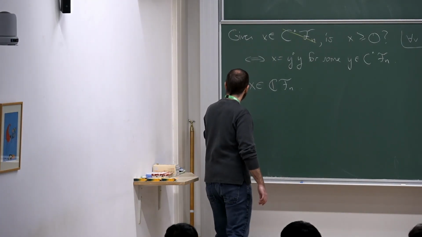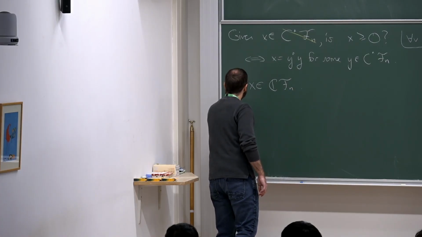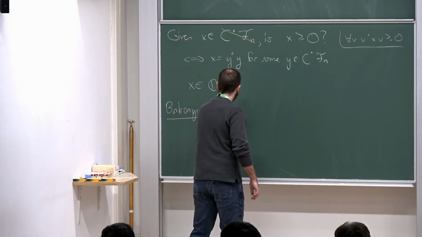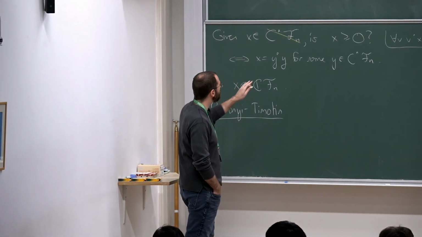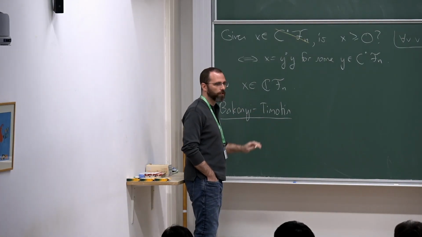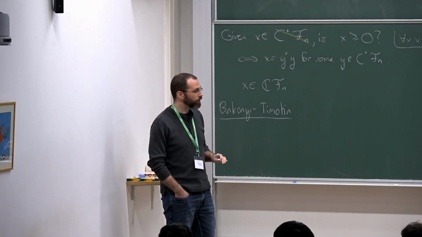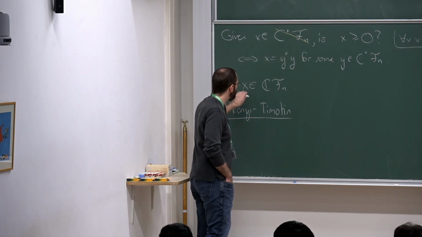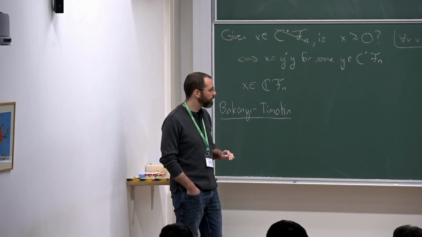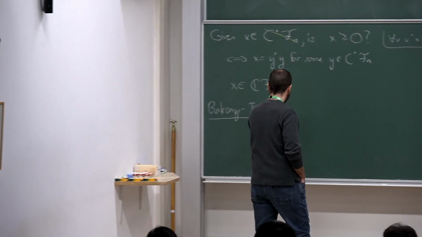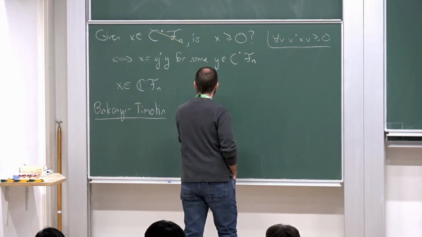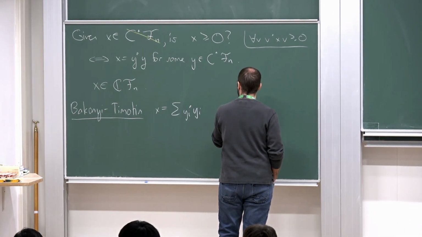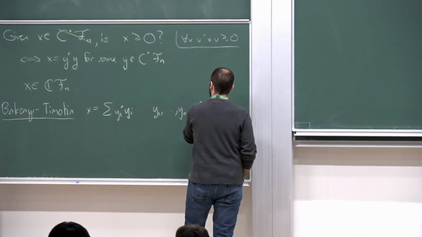But fortunately, we do know the answer to this, thanks to Pichonia and Timotin. The answer says that x is a positive operator. You might ask, what does it mean to be positive now in just a regular algebra? What we'll say is positive in all representations on Hilbert spaces. So we want x to be positive in every representation. And then Pichonia and Timotin say this happens if and only if x is equal to the sum over i of y_i star y_i for some y_1 to y_n in our group algebra.